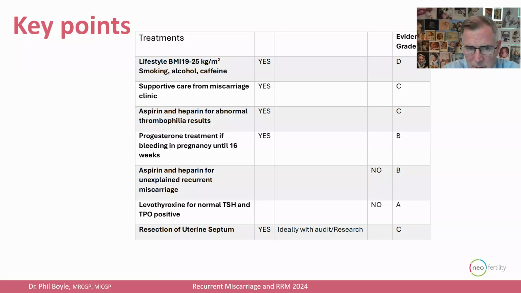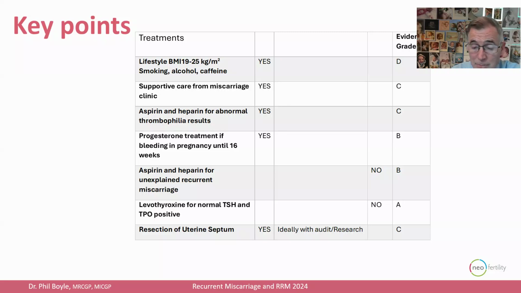And then this other part is also really important: if all your testing is normal, do not give aspirin and heparin for unexplained miscarriage. It does not help, and the level of evidence for that is super strong. It's right up at level B evidence. And furthermore, levothyroxine, that's your T4 or L-thyroxine treatment for TSH: if you have a normal TSH, even if you have thyroid antibodies, you don't need to treat the antibodies on their own. You only treat if the TSH value is also abnormal, and that evidence is super strong.